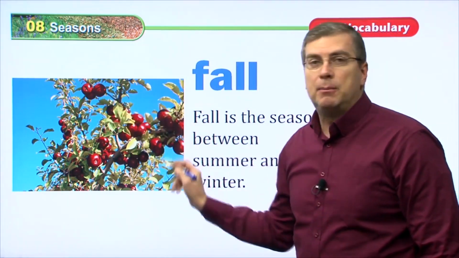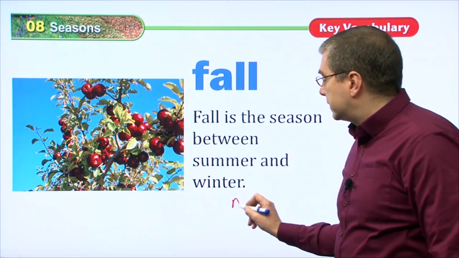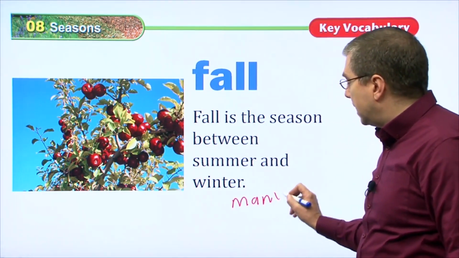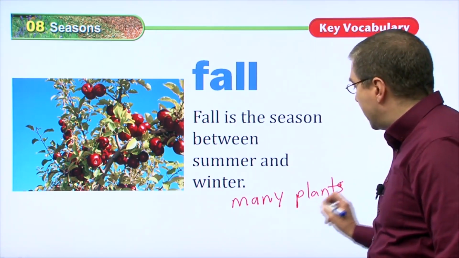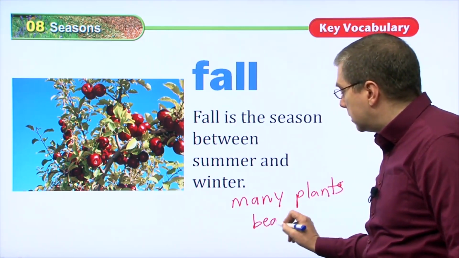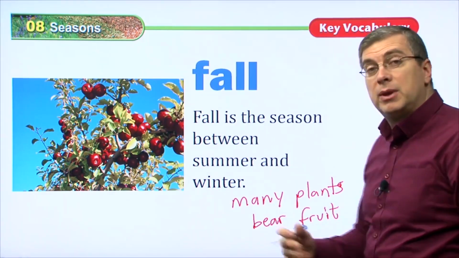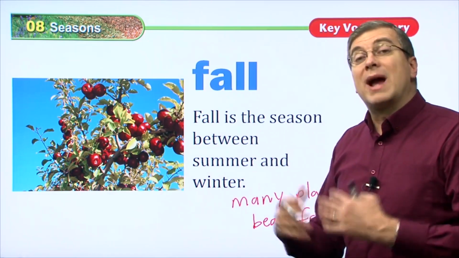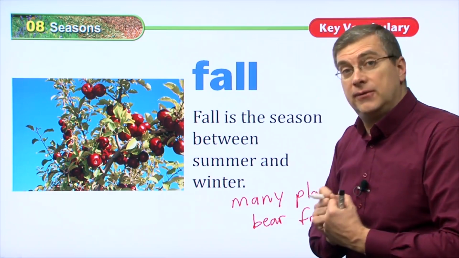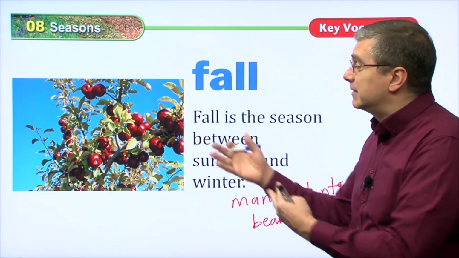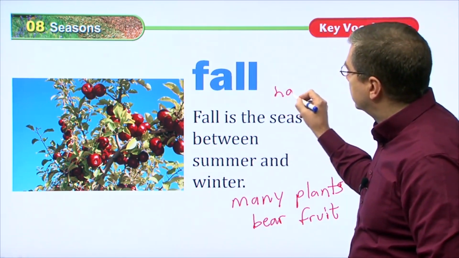You can see many apples on the tree. So in fall is when many plants bear fruit. And many other plants, wheat will grow, rice will be ready. Farmers go out into their fields and they get the food from the plants because that is the time for the harvest season. Fall is really the harvest season.